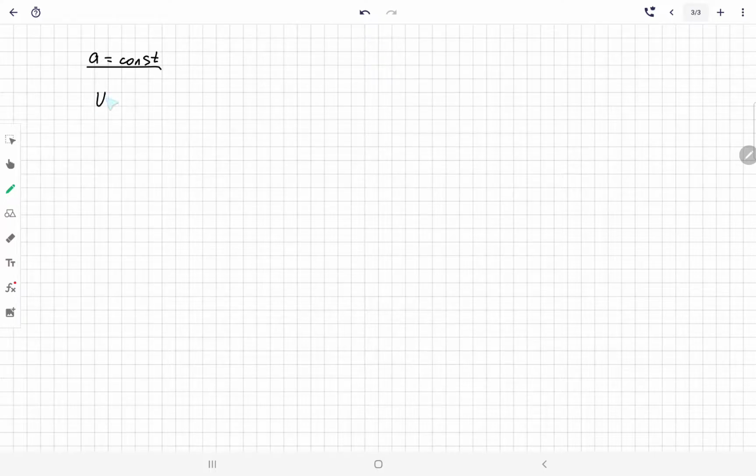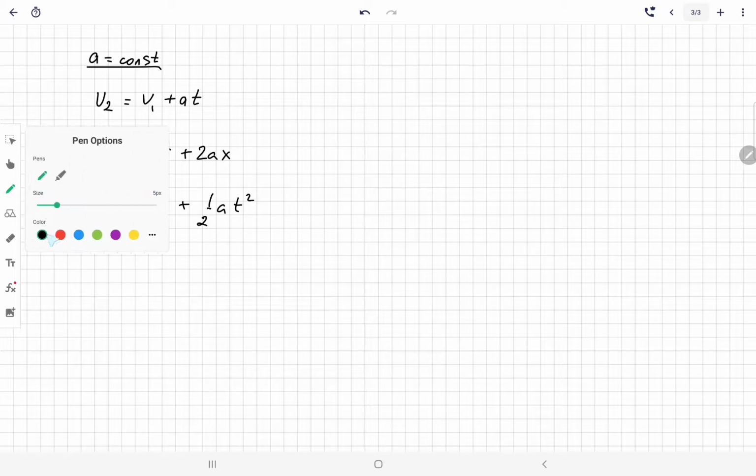Now let's summarize. Motion with constant acceleration. We can use three equations. V final equals v initial plus at. Second one, v final square equals v initial square plus 2ax. And x displacement equals initial velocity times time plus 1 over 2 at squared. We already explained how to derive these equations.